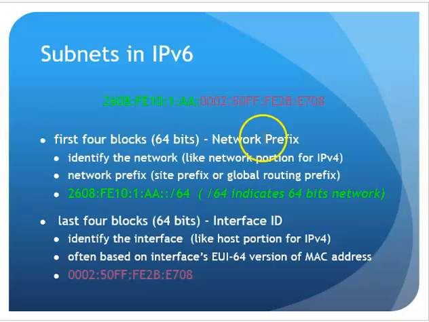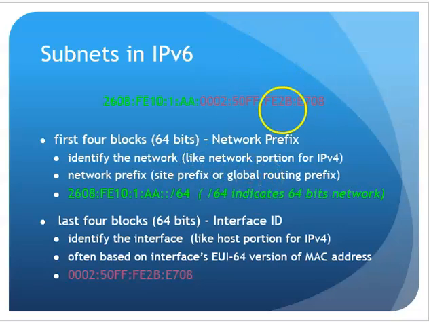So with IP version 6, remember the first half of our address, that's kind of our network prefix, also called site prefix or global routing prefix, okay? That's identifying essentially the network piece of the address. The last 4 blocks, the last 64 bits, is the interface ID. That would be like the host address, if you will. So if you had to think of that as the host portion, you could do that. So the first part up here, network prefix, or we could call it the network portion, also called site prefix or global routing prefix.